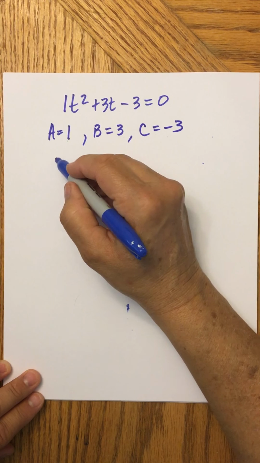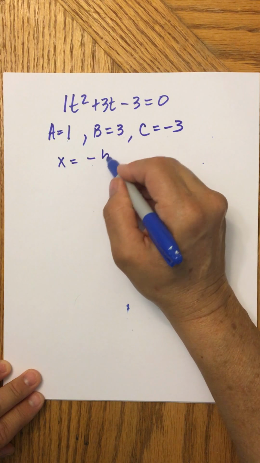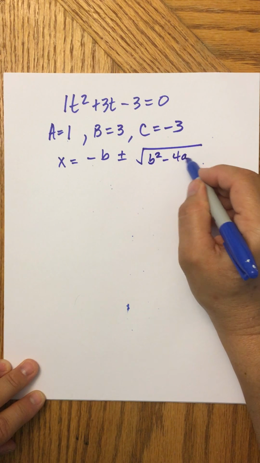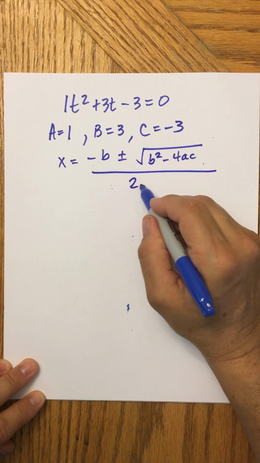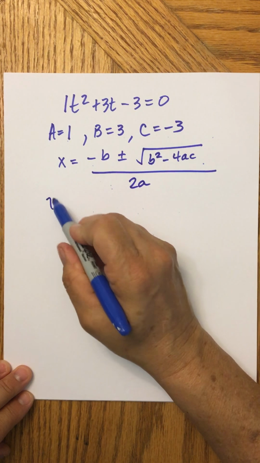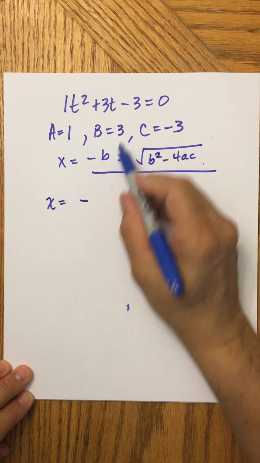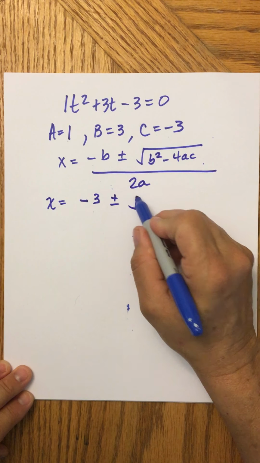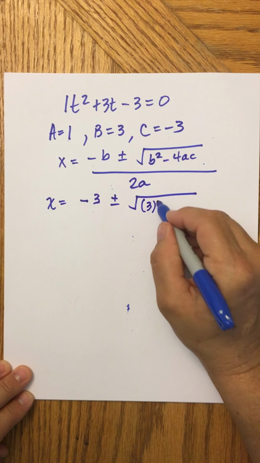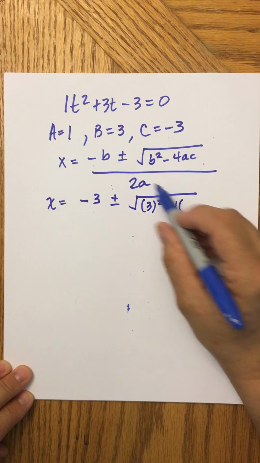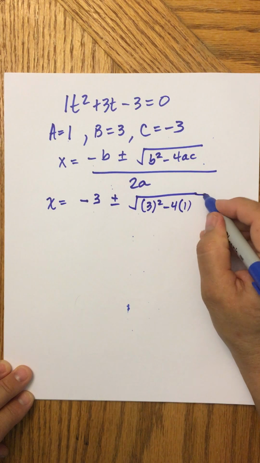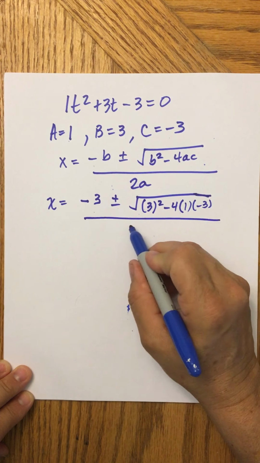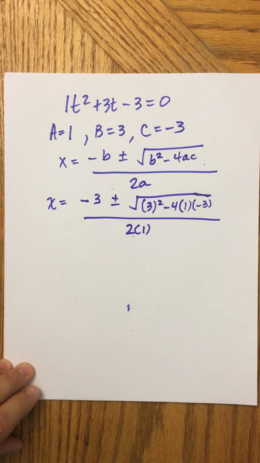All right, so now you're going to plug this into x equals -b plus or minus square root of b squared minus 4ac all over 2a. And now we're going to plug in. So we'll have -3 plus or minus square root of b squared, so 3 squared, minus 4 times a, which is 1, times c, which is -3, all over 2 times a, which is 1.